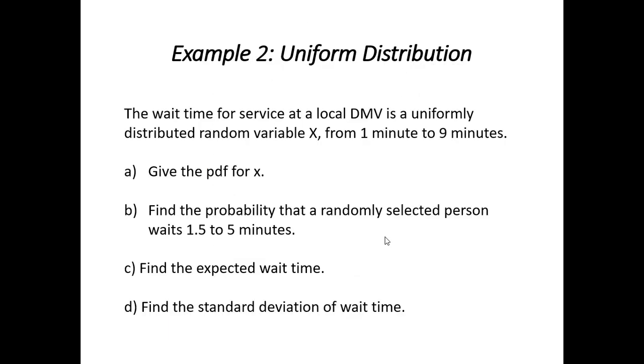So as an example, suppose we know that the wait time for service at a local DMV, that's Department of Motor Vehicles, is a uniformly distributed random variable, x, from 1 minute to 9 minutes. Okay. And let's say we'd like to find the PDF for x, find the probability that a randomly selected person waits between 1.5 and 5 minutes, find the expected wait time, and the standard deviation of the wait time.